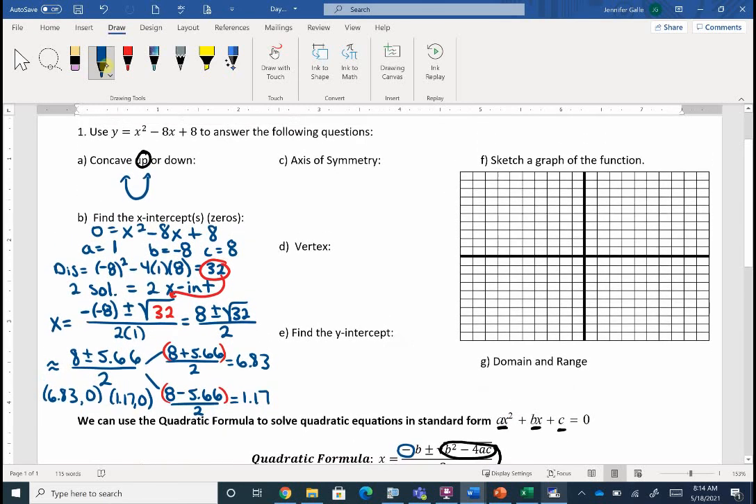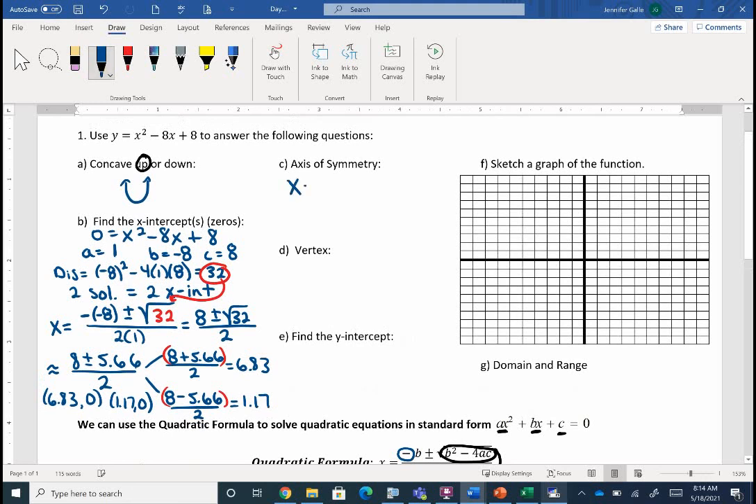your axis of symmetry, you're going to want to jot this little formula down. It's just the opposite of B divided by 2A. So even if you struggle to find your X-intercepts, this is also a really nice way to check to make sure you've got the right middle of your graph. You can use this little formula.